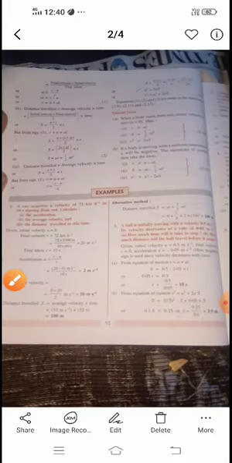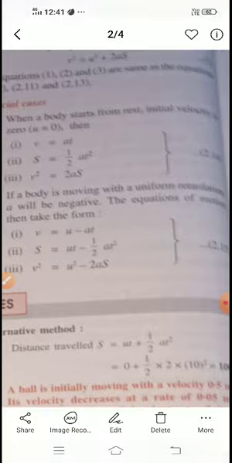So I want you people to derive this set of equations by yourself and try to analyze whether you are able to follow them. There is one special case. The special case is when the body starts from rest, what will happen to its initial velocity? Next one, if the body is moving with a uniform retardation, a will be negative. So we will try to see how the equations change for them.